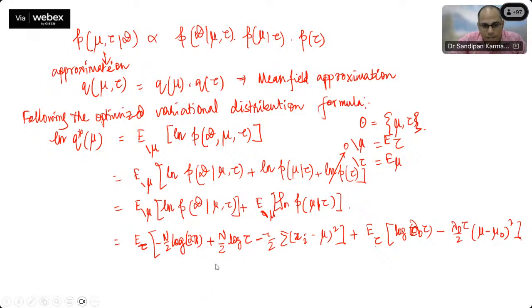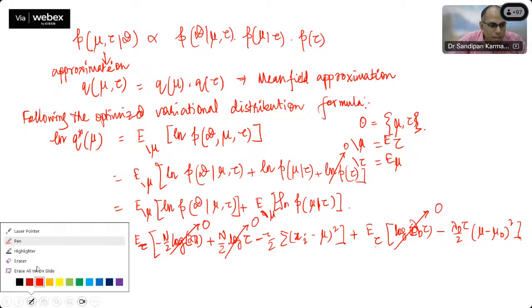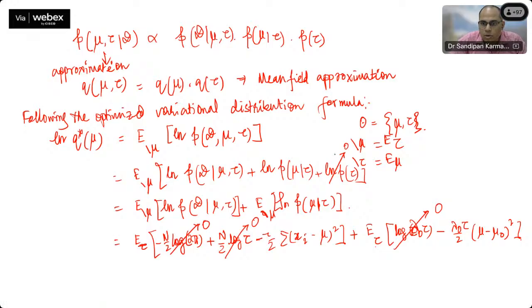Okay, now here is another point. This particular function does not contain mu, so ignore. This function does not contain mu, that is also ignored. This function also does not contain mu, so that is also ignored. Ignoring means they are part of the constant.